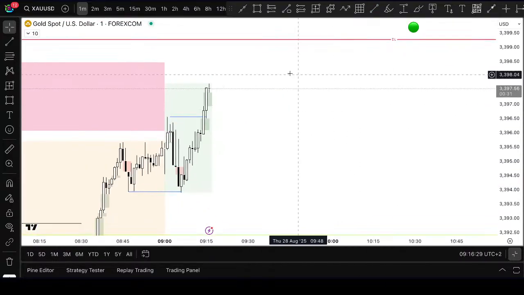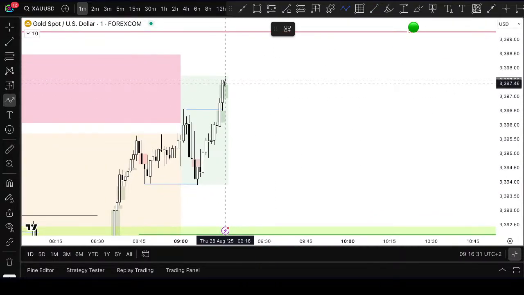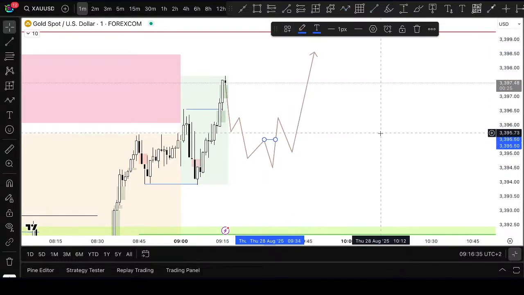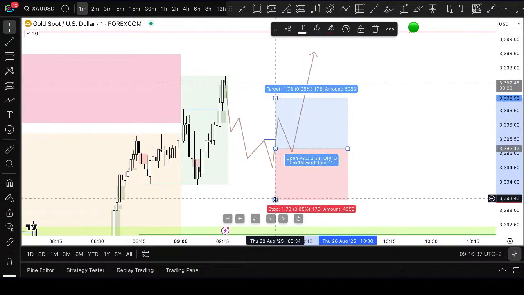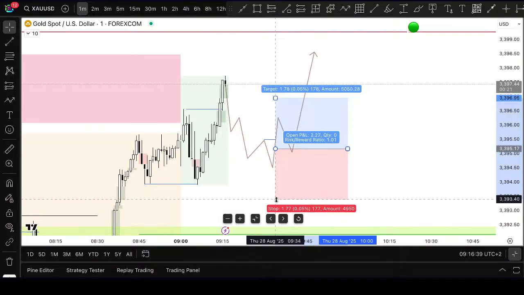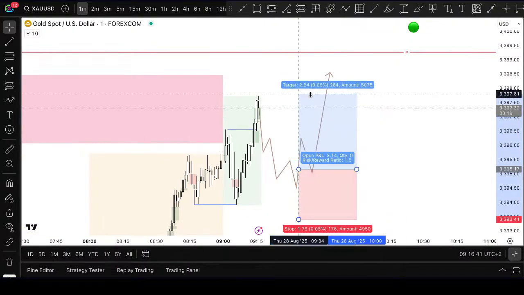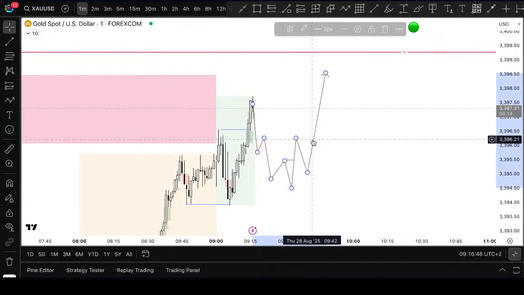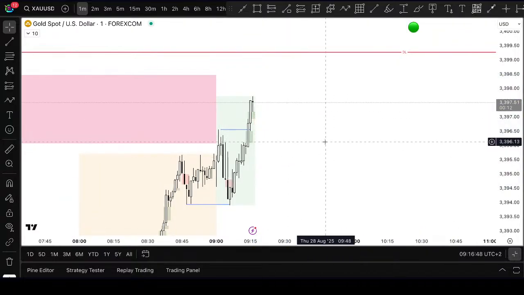Now what I want is the price to come down. I will enter here. When I get a breakout structure, I will enter here, and this as the stop loss. I'll go long with 1:2. Simple as that. We will wait for the price to come to the downside and let us see.